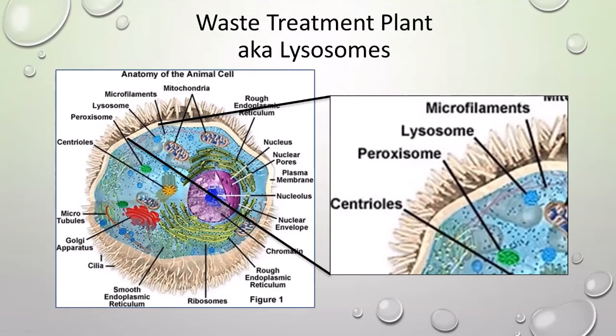And their job is to break down excess or worn out cell parts. They may be used to destroy invading viruses and bacteria. They have very highly acidic enzymes inside the lysosome, so they can digest anything that they want to try to get rid of. And if the cell is damaged beyond repair, the lysosomes can help it to self-destruct in a process called programmed cell death, or apoptosis.